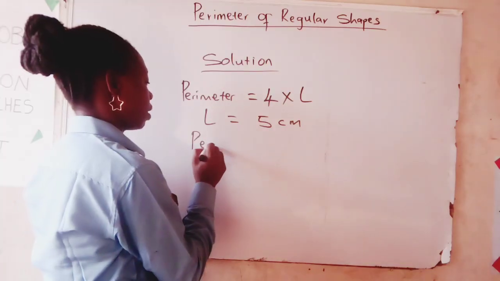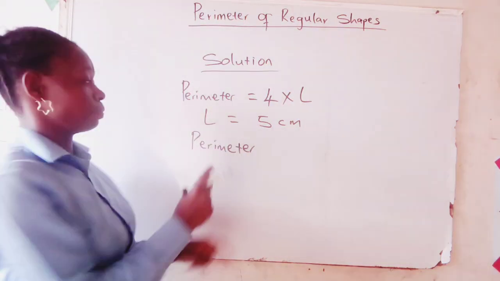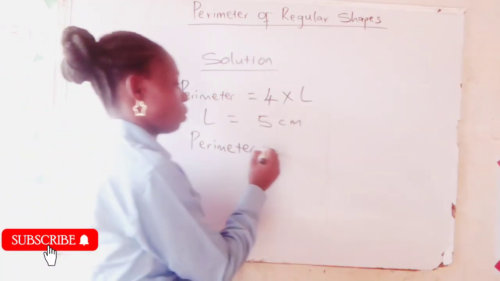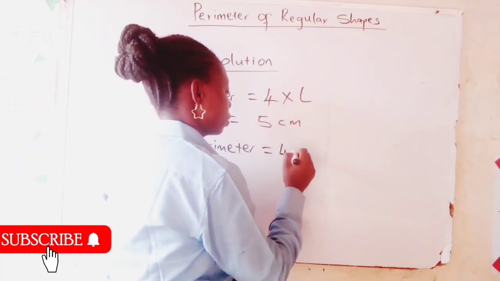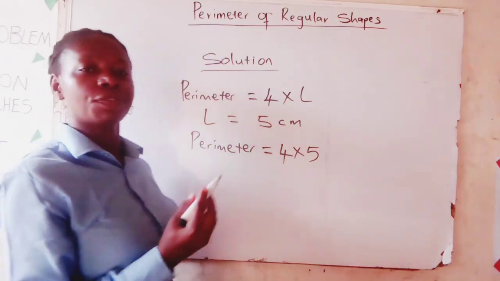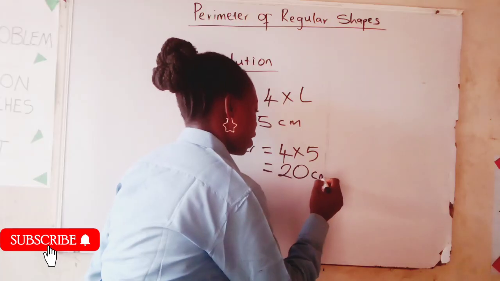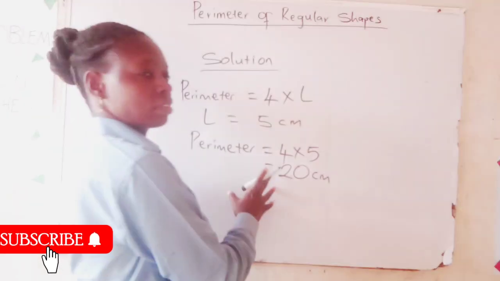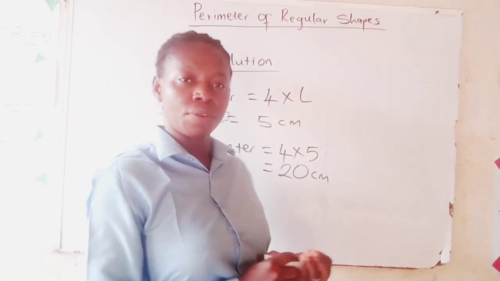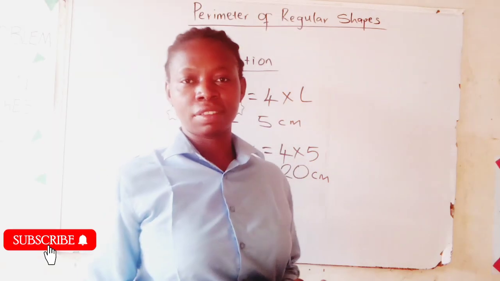So perimeter, the length is 5 cm. Perimeter is equal to 4 times 5, and which is what? 20 cm. So this is the perimeter of the square. Very, very simple. We're going to be looking at the next example.